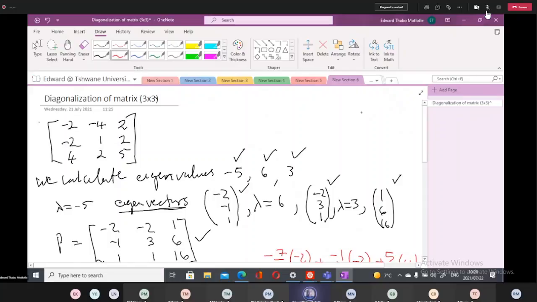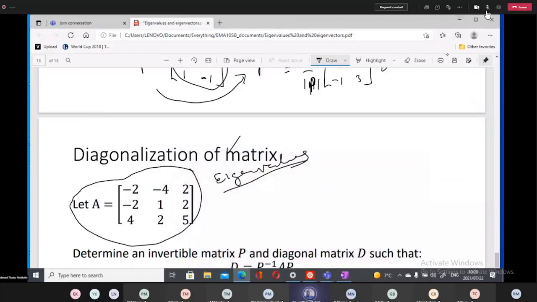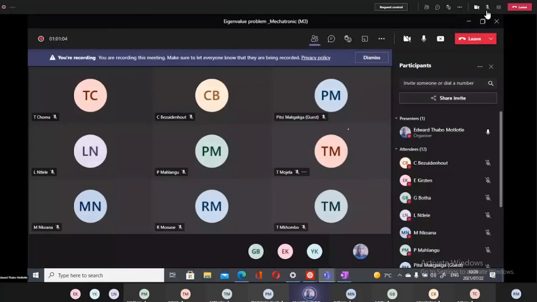So this is where the diagonalization of this eigenvalue problem ends. Any questions up to this point? Do you have any questions?